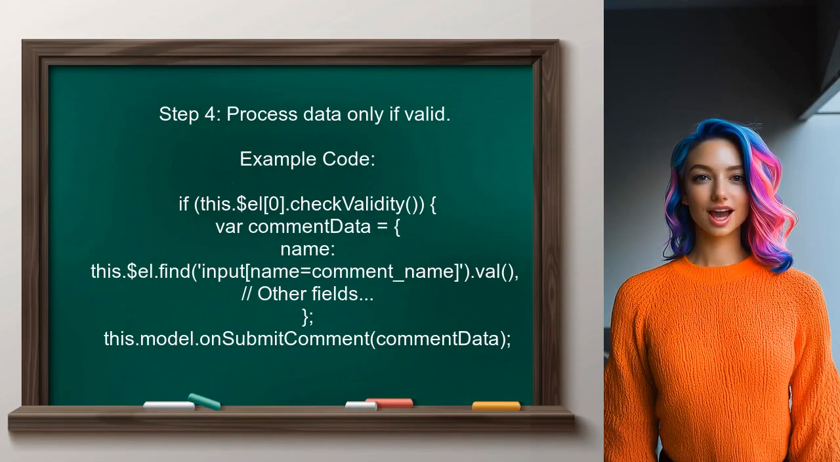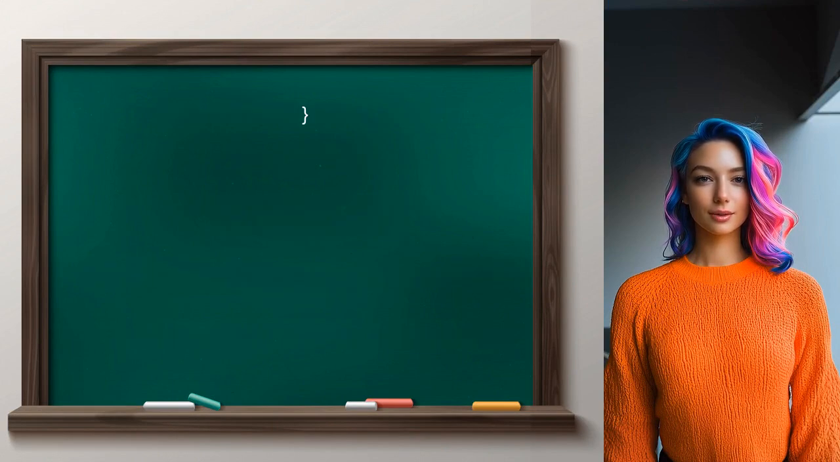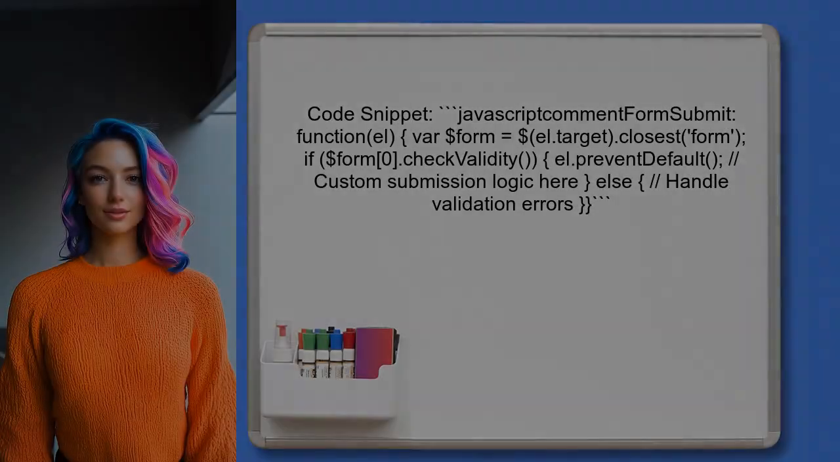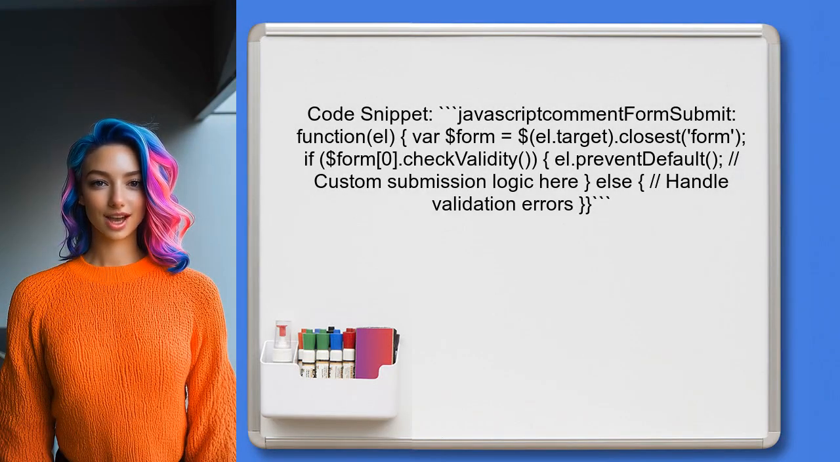Finally, the user should ensure that the form data is only processed when the form is valid. This means moving the data collection logic inside the validity check. Here's a quick code snippet to illustrate this. In your comment form submit function, check if the form is valid before calling preventDefault.